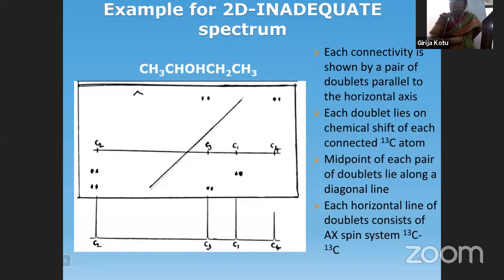The fourth carbon has only one connectivity. It has connectivity only to the third carbon. So for the fourth carbon, a pair of doublets corresponding to the fourth carbon and a pair of doublets corresponding to the third carbon signal, and only one connectivity. For the fourth carbon, you are finding only one connectivity in the vertical line, whereas for the second carbon, you are finding two connectivities. And similarly, you have to have two connectivities for the third carbon, because the third is connected to 2 and 4. Whereas 1 and 4 have only one connectivity because they are terminal ones.